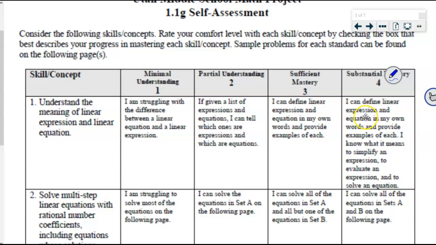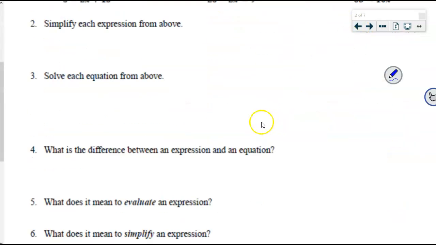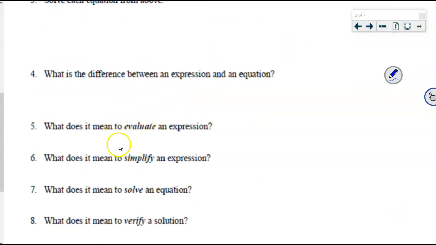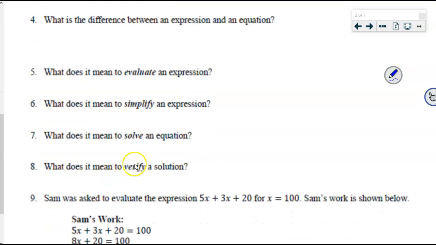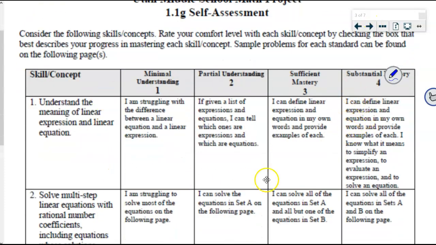Or maybe I can define linear expression and equation in my own words, provide examples of each, not just select from a list, but actually make up an example of my own. I know what it means to simplify an expression, to evaluate an expression, and to solve an equation. If you were able to answer those remaining questions, evaluate, simplify, solve, even verify, then maybe you're going to be that level 4. Rate yourself. Where do you fall? Just circle it. Highlight it maybe, make it stand out so that I can see what you're rating yourself.